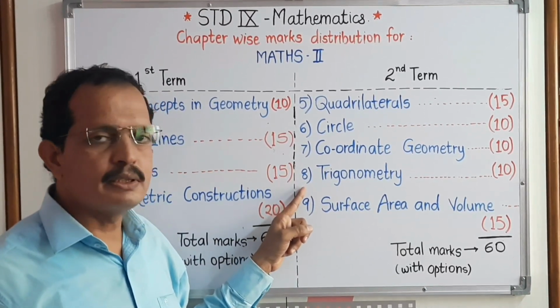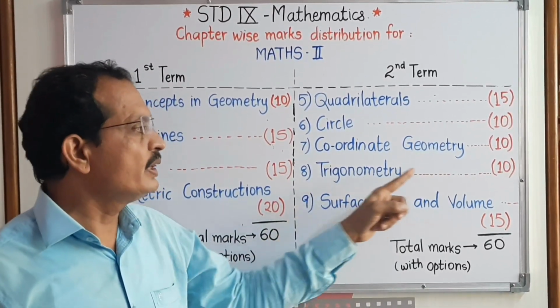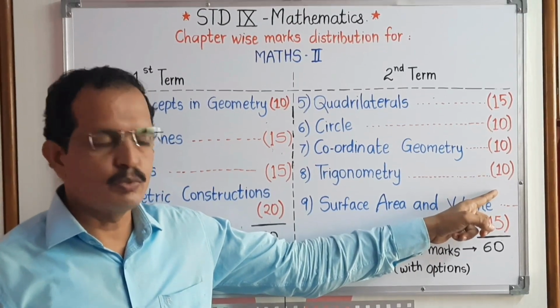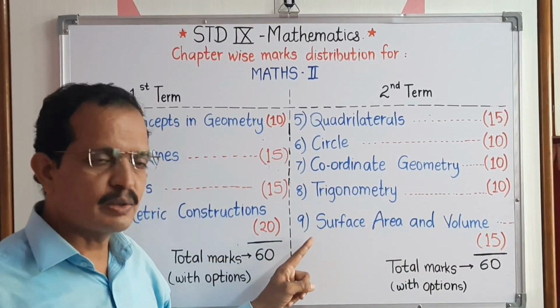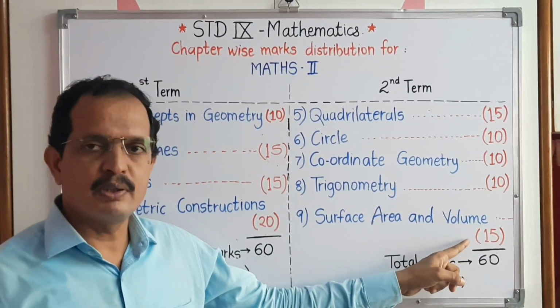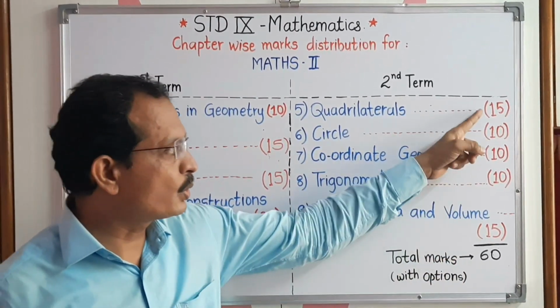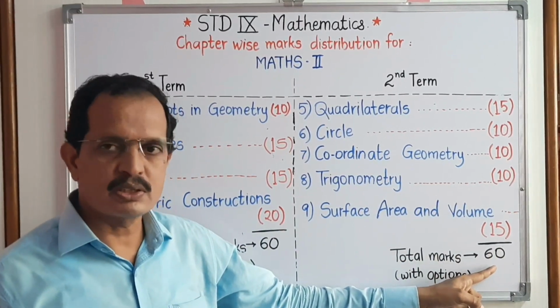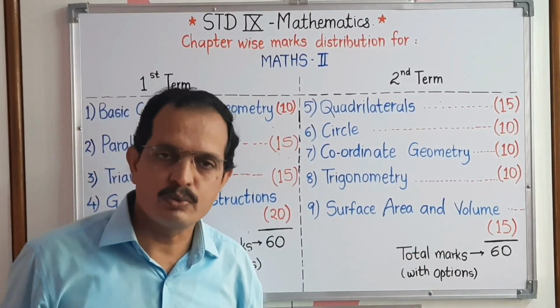Chapter number 8 is Trigonometry. It carries 10 marks in the exam with option. And the last chapter is Surface Area and Volume. It carries 15 marks in the exam. Therefore, the total paper is of 60 marks. We have to solve for 40 marks.